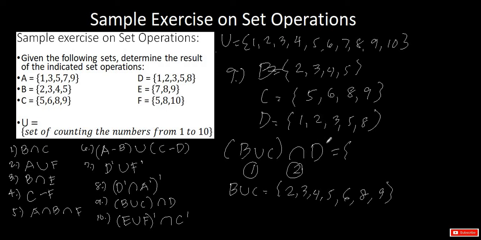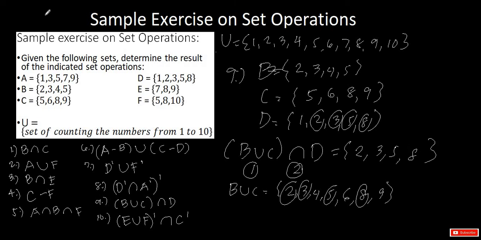We can now directly perform our final operation, the intersection, which is step 2. Let's look for common elements of set D and B union C. We have 2 is common, another is 3, another is 5, and another is 8. So the final result is the elements 2, 3, 5, and 8.